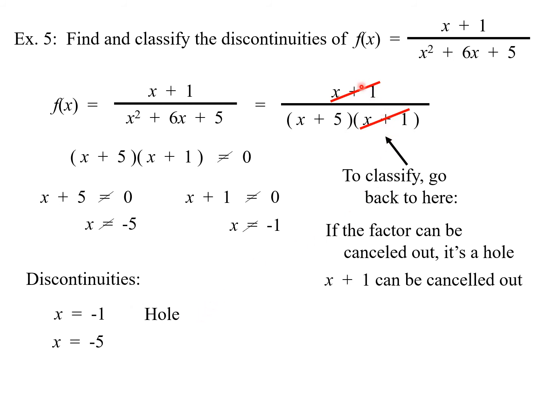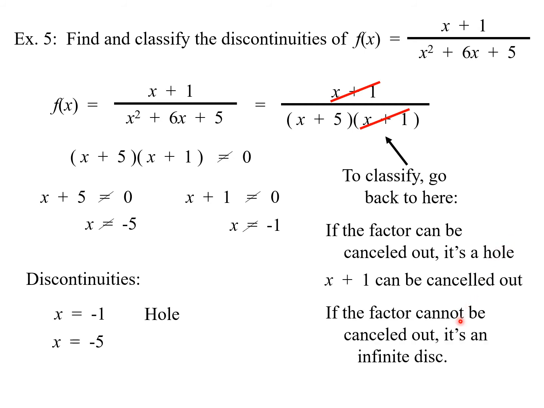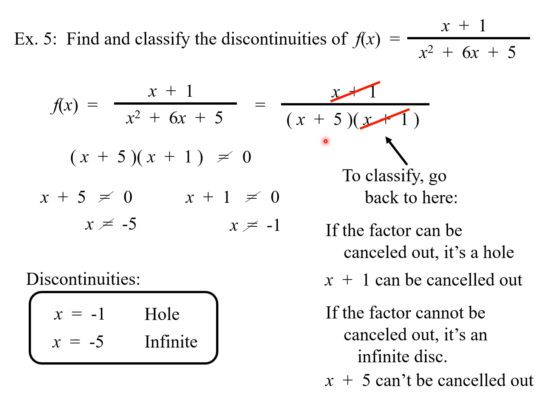Okay, so if you can cancel out the factors, then it's a hole, and therefore removable. If you cannot cancel the factor out, it's an infinite discontinuity because there's an asymptote, and that will be for x plus 5. X plus 5 cannot be canceled out, and therefore that makes that discontinuity an infinite discontinuity.